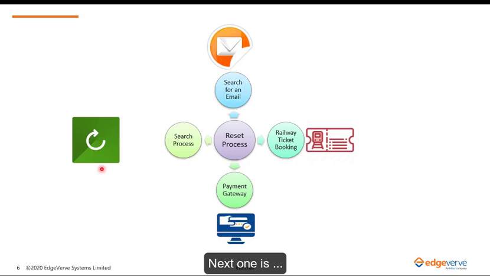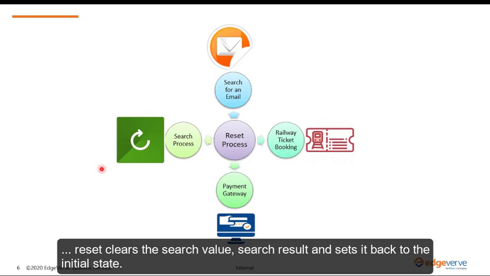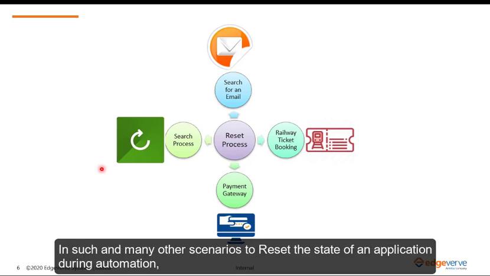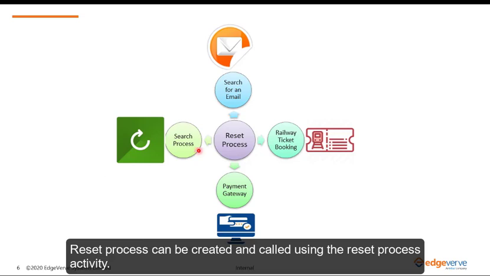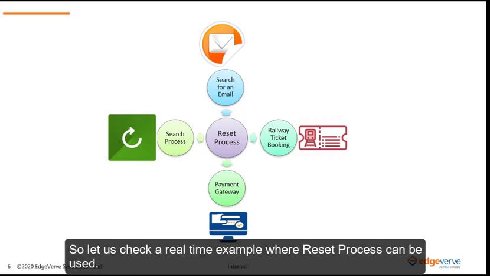Next one is, if the automation process consists of a search process, reset clears the search value, search result and sets it back to the initial state. In such and many other scenarios to reset the state of an application during automation, a reset process can be created and called using the reset process activity. So let us check a real-time example where reset process can be used.